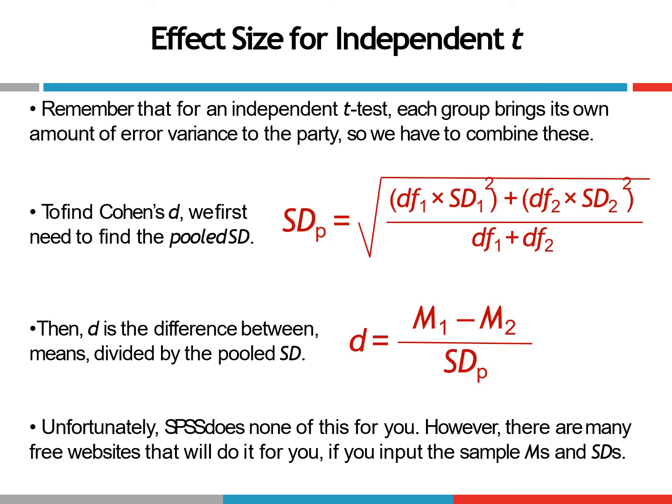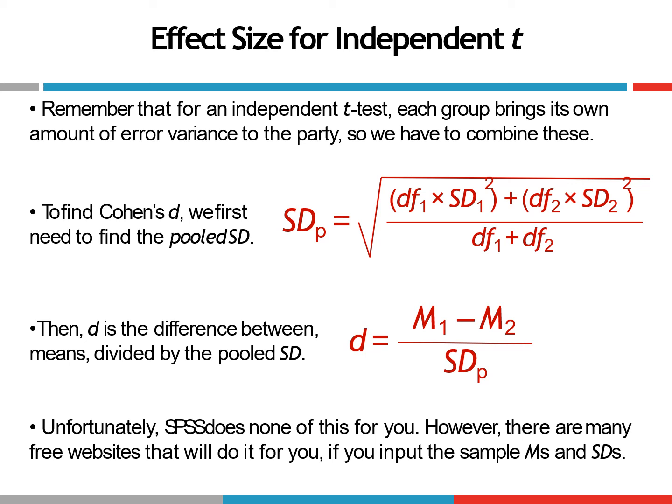All right, so unsurprisingly, things are a bit more complicated for the independent t-test because we have to indicate the variability and the potential error for both groups. Whenever we run an independent t-test, each of group 1 and group 2 brings its own amount of error to the party, so we have to combine them. So to calculate Cohen's d for an independent t-test, we first need to find the pooled standard deviation.